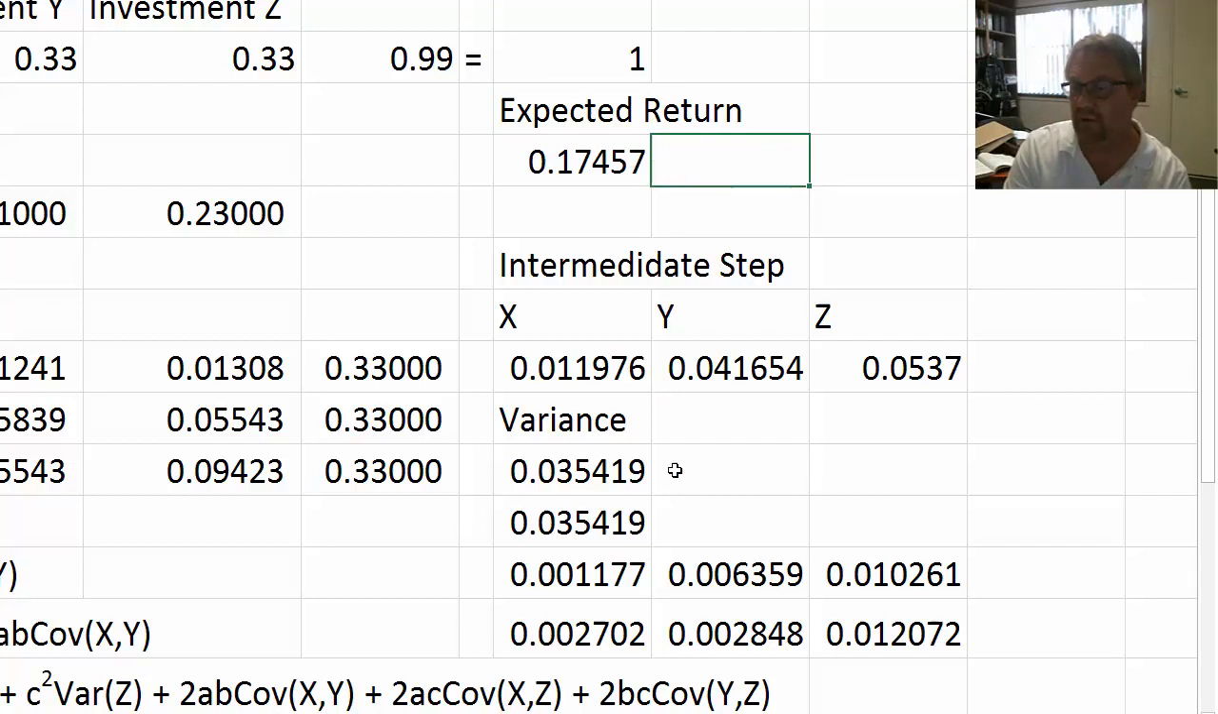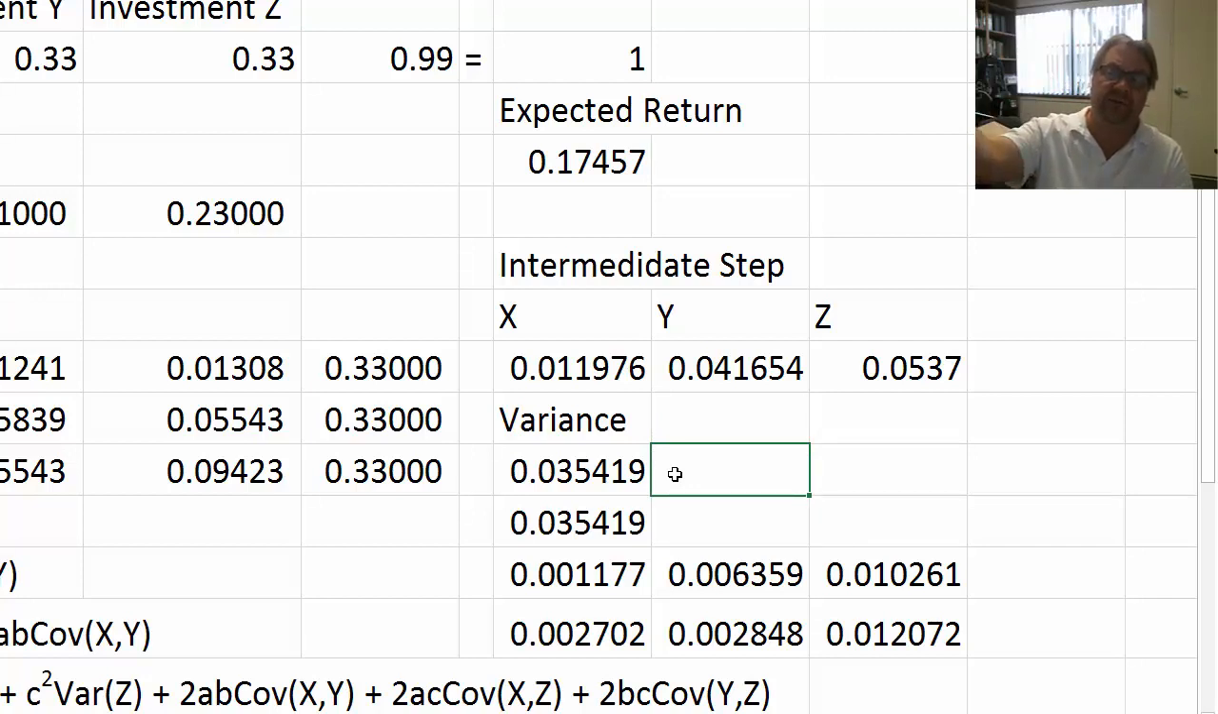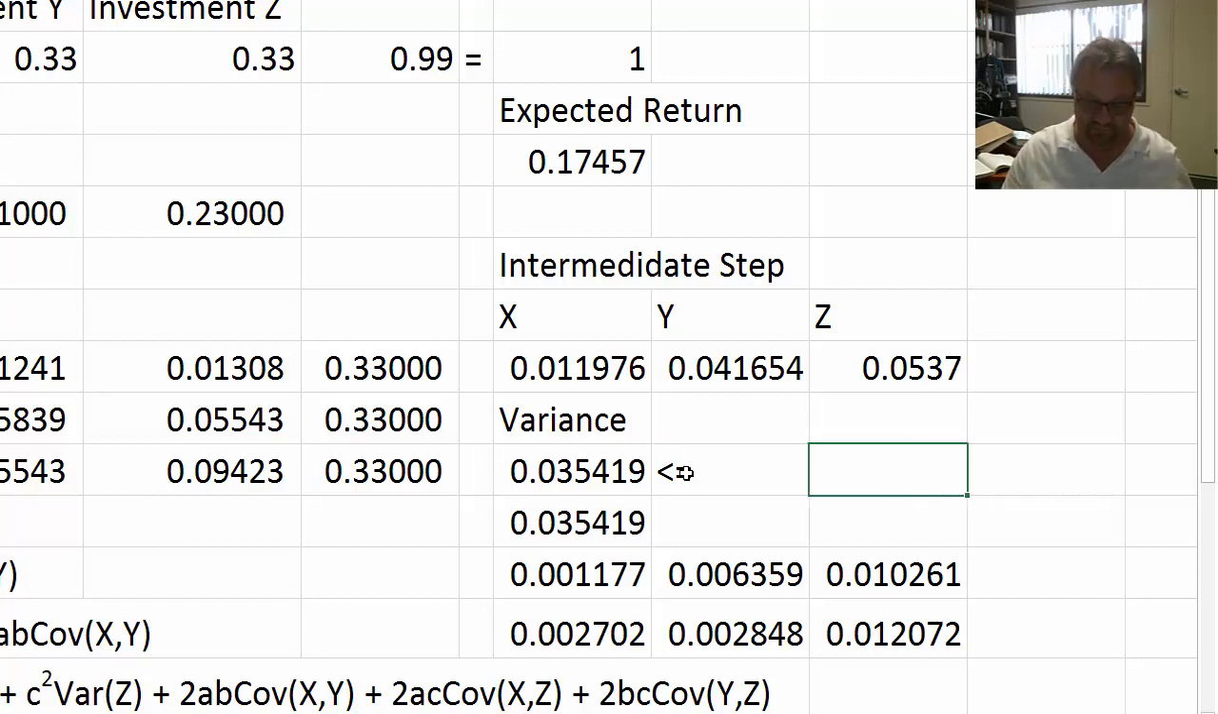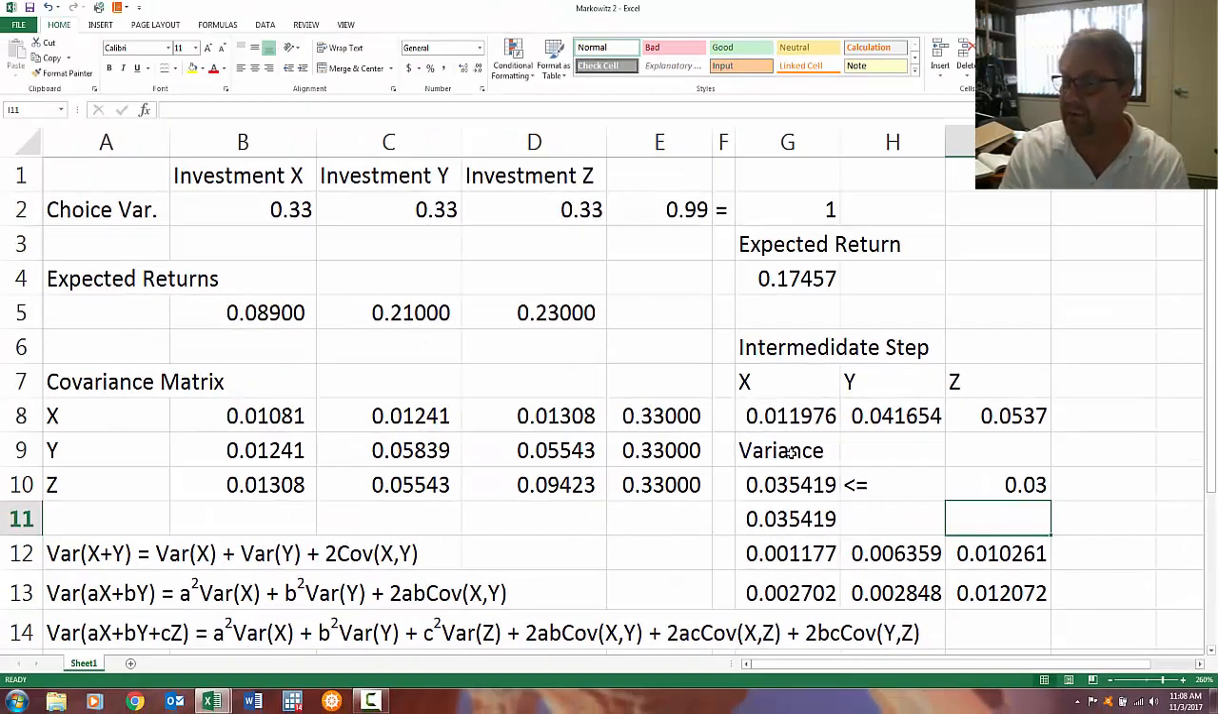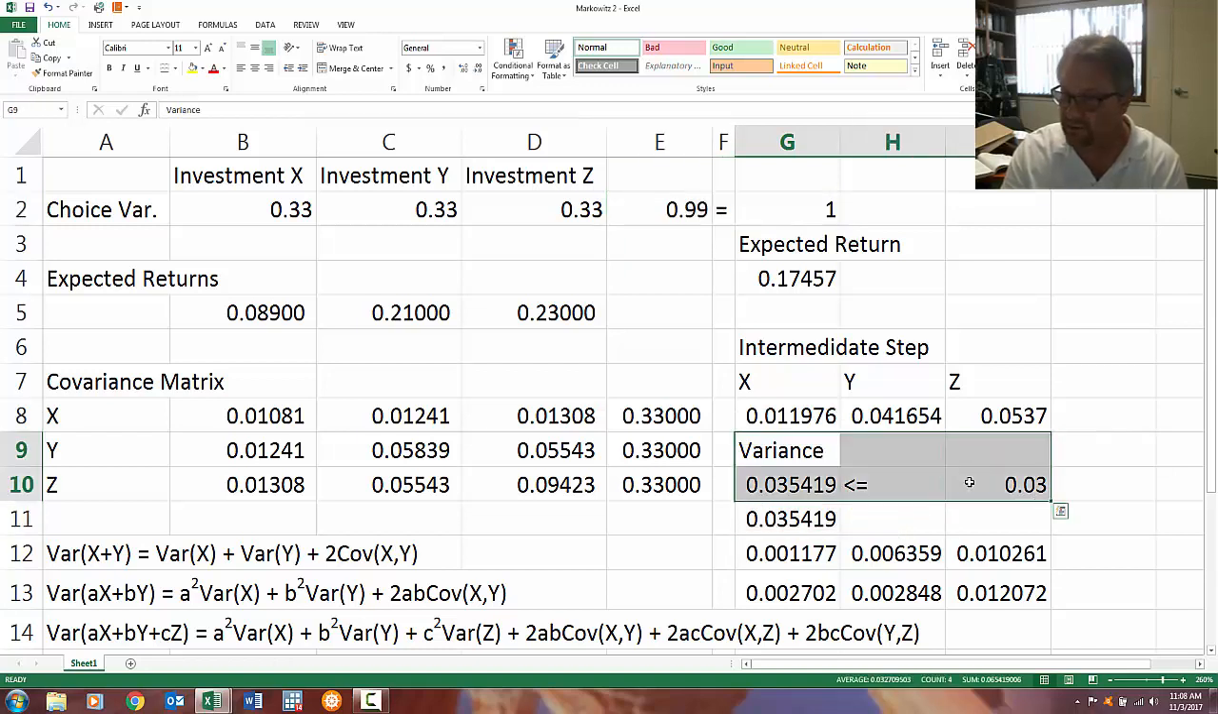Now, I did not put any constraints yet on my expected return or on my variance. The reason for that is because, as in the other model, I can maximize my expected return subject to some variance, or minimize my variance subject to some expected return. So let's maximize my return. If I'm going to maximize my return, then I want my variance to be less than or equal to, I'll just put in 0.03. So if I'm going to maximize my return, I have this constraint and this constraint.